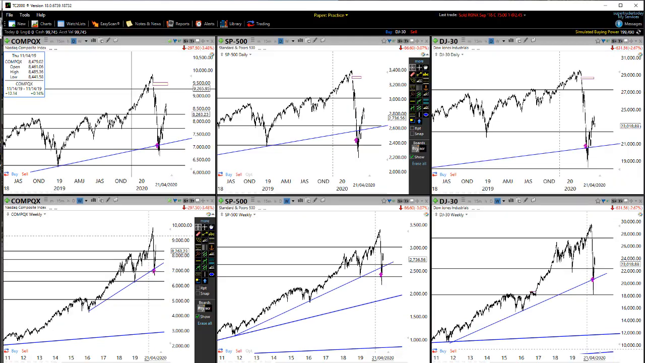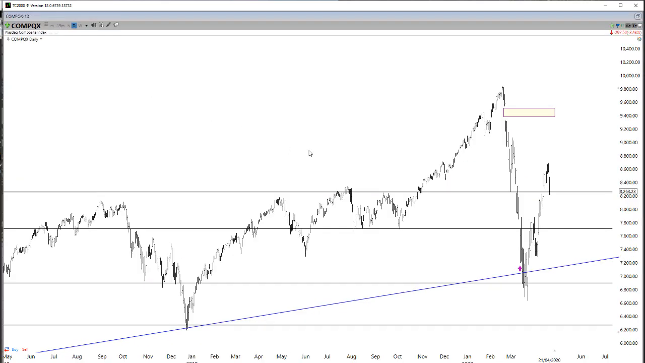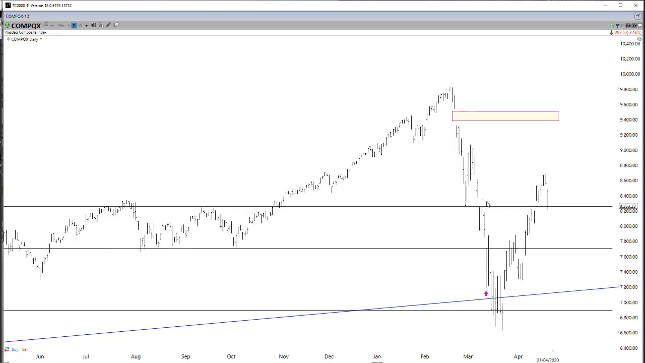So let's go back now to the daily charts, all right? Now the daily charts, we can see what we're seeing right now. And we can see that we've actually had a bit of a gap up, and now we've had a bit of a gap down, and we have a bit of a sell through here.